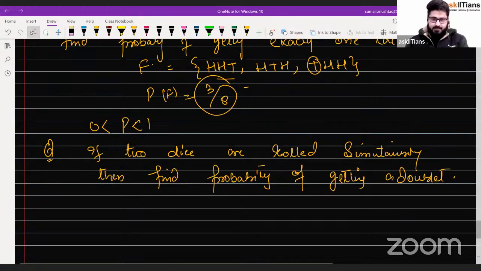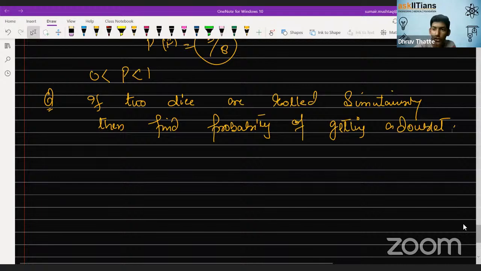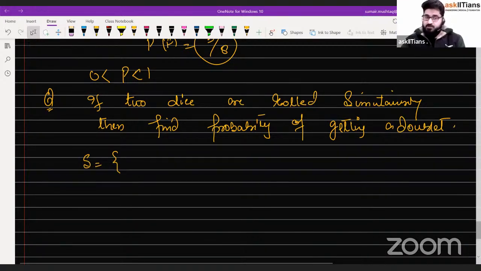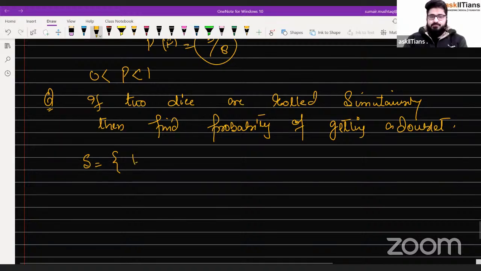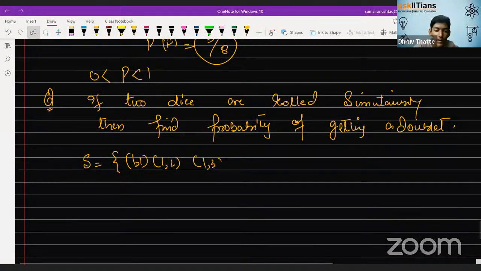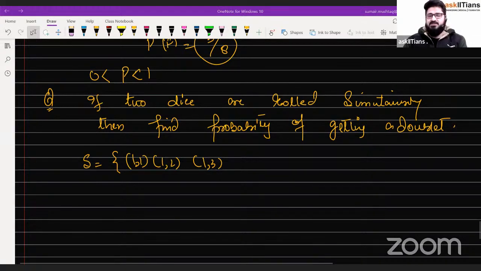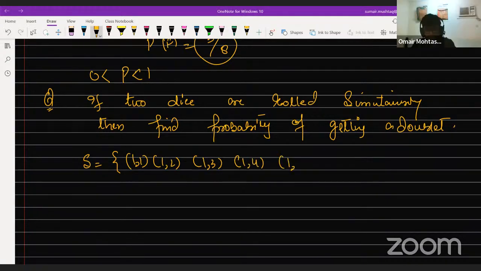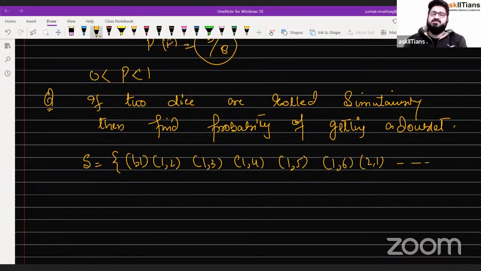Doublet means 1 1, 2 2, and so on. Tell me how many elements will be in the sample space. I have taught you this. Speak up. Sir, it will be 6 square, 36. No, not 6. How many elements will be there in the sample space? 36 because 6 square is 36. Very good. So at the end, this will be 6 comma 6.